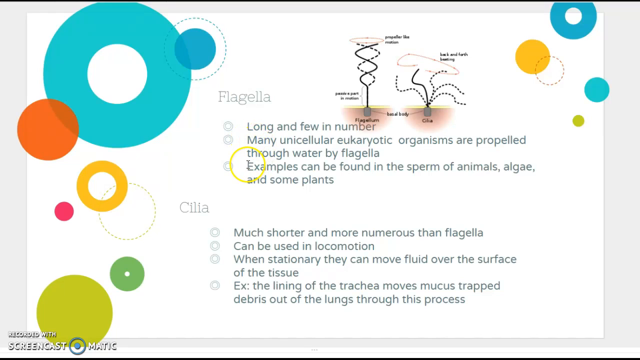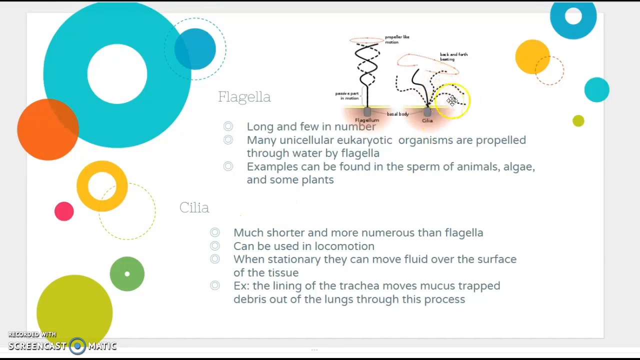Flagella and cilia are basically parts of the cell used for movement. So the flagella is in this picture right here. They're very long, so much longer than cilia, and few in number. Typically there's maybe one or two. Unicellular eukaryotic organisms are propelled through the water by flagella, so used for movement. And some examples where you could find flagella would be in the sperm of animals, algae, and then some plants.